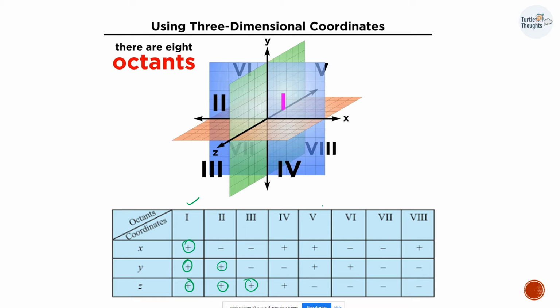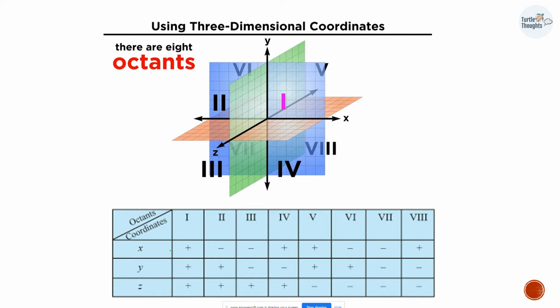Similarly, the fourth, fifth, sixth, seventh, and eighth octants have been given in the table. Now you can have a question: how do you remember all these signs? Because you have how many signs? 8 into 3, 24 signs, right? So how can you remember this? To remember this, there is a pattern. Okay, what is that pattern?